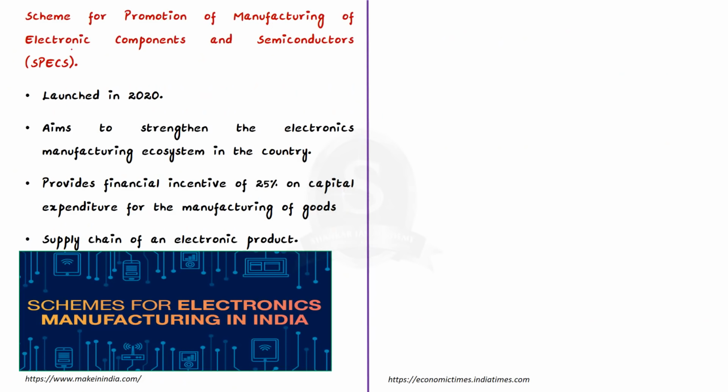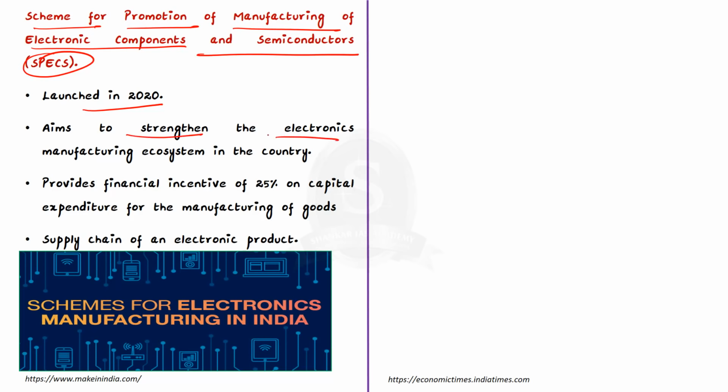This scheme is called SPECS. It stands for Scheme for Promotion of Manufacturing of Electronic Components and Semiconductors. It was launched in 2020. This scheme aims to strengthen the electronic manufacturing ecosystem in the country. The scheme will provide a financial incentive of 25% of capital expenditure for the manufacturing of goods that constitute the supply chain of the electronic products.